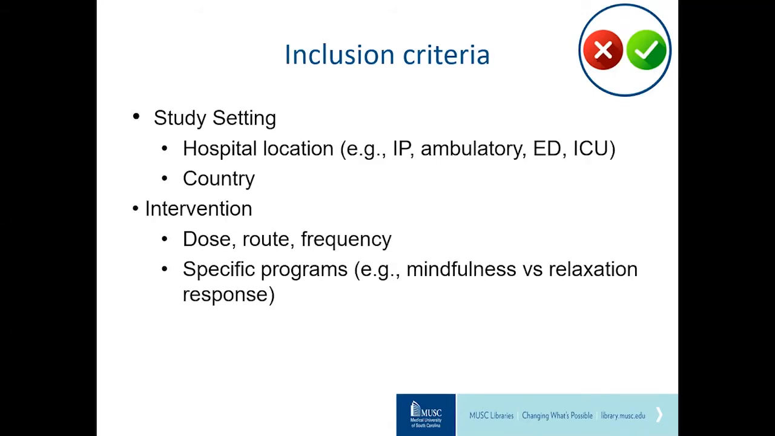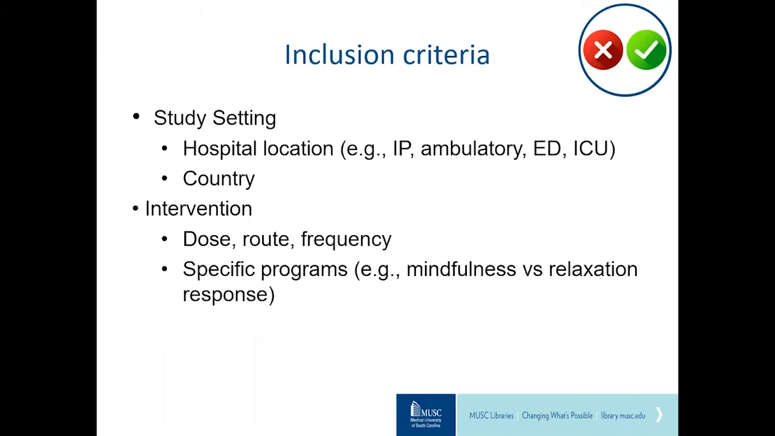Next would be inclusion criteria. So typical inclusion criteria would be things like study setting or specifics about the intervention. In our particular example, we didn't need to apply study setting inclusions, but good examples would be hospital location and country where the study took place.